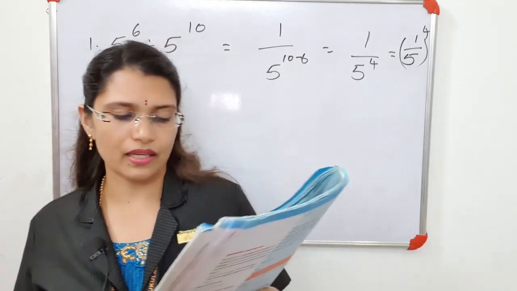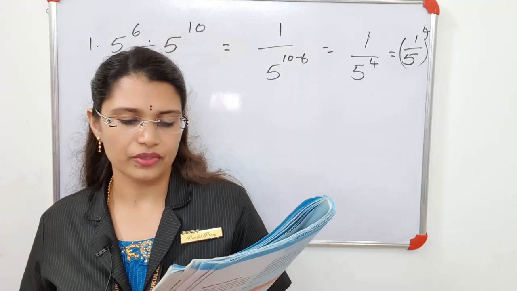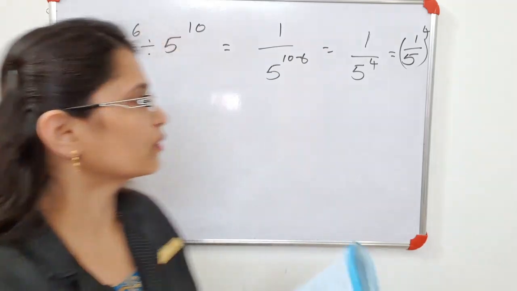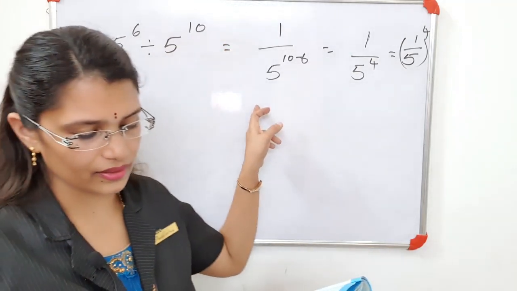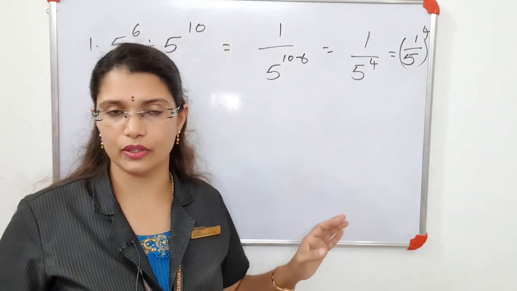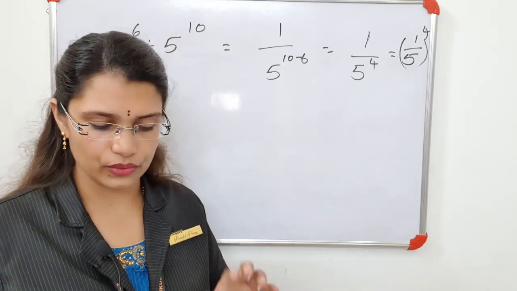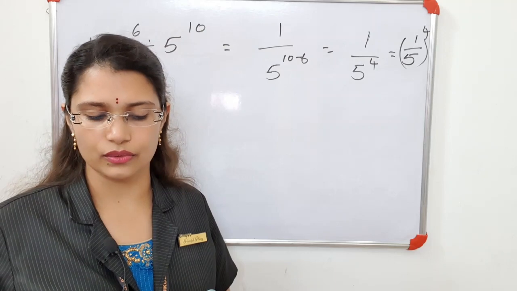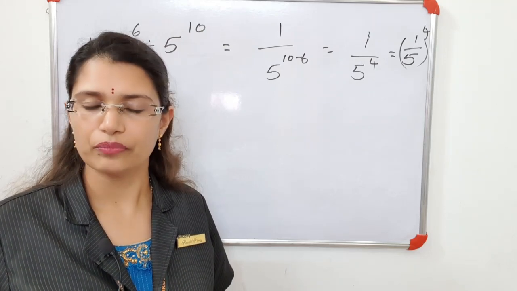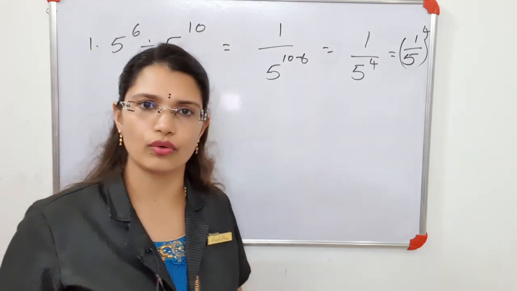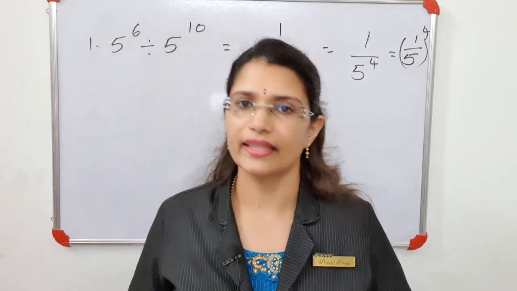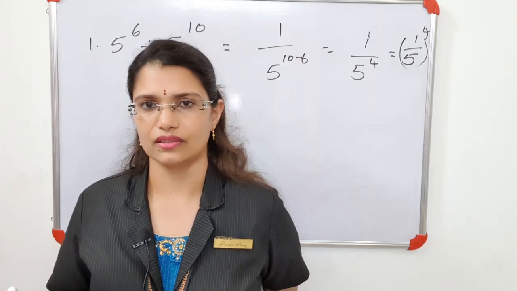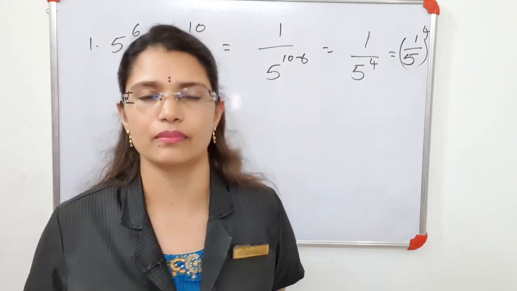Then next question, do it as homework. What is the decimal form of the number got on dividing 10^8 by 10^12? Here also you must write 1 by 10^(12-8), because n is greater. 12 minus 8 is equal to 4. So you will get 1 by 10^4. What is 1 by 10^4? 1 by 10,000.